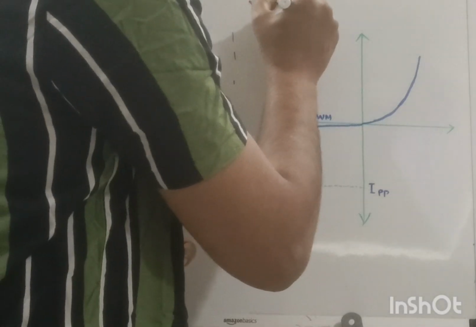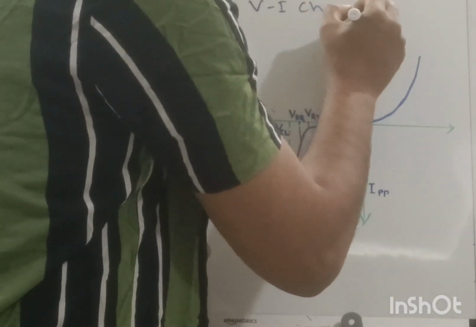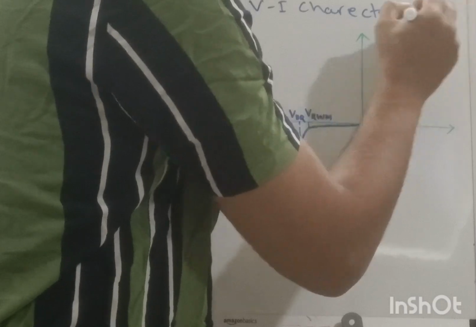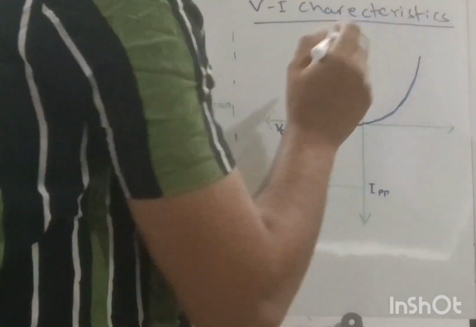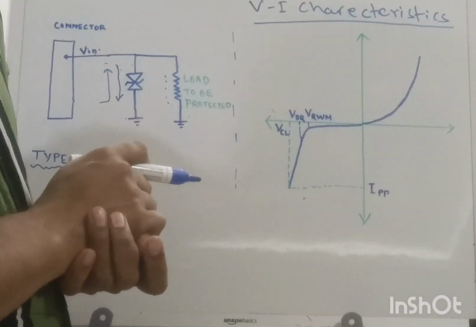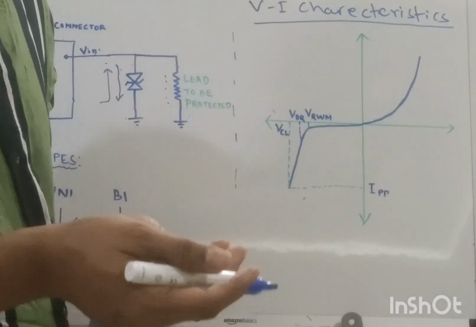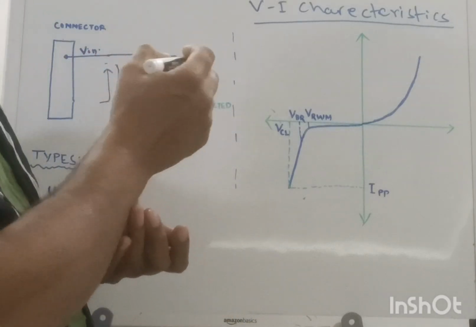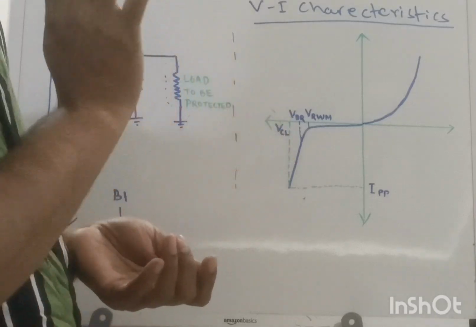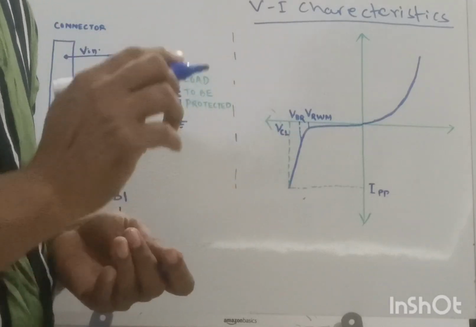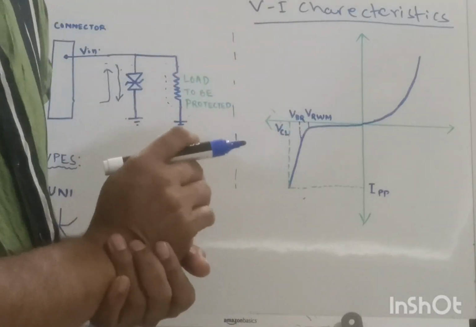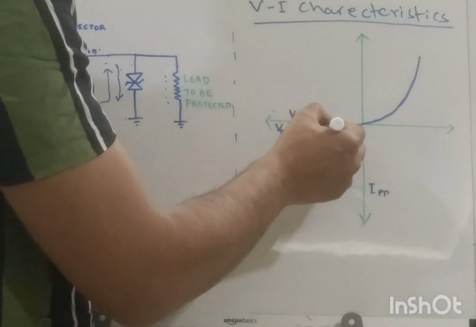This is the VI characteristic of a particular TVS diode. If you see, it is similar to a Zener diode, but it has an additional provision of suppressing transients, which a Zener diode does not provide. So this TVS diode provides overvoltage protection as well as surge protection.